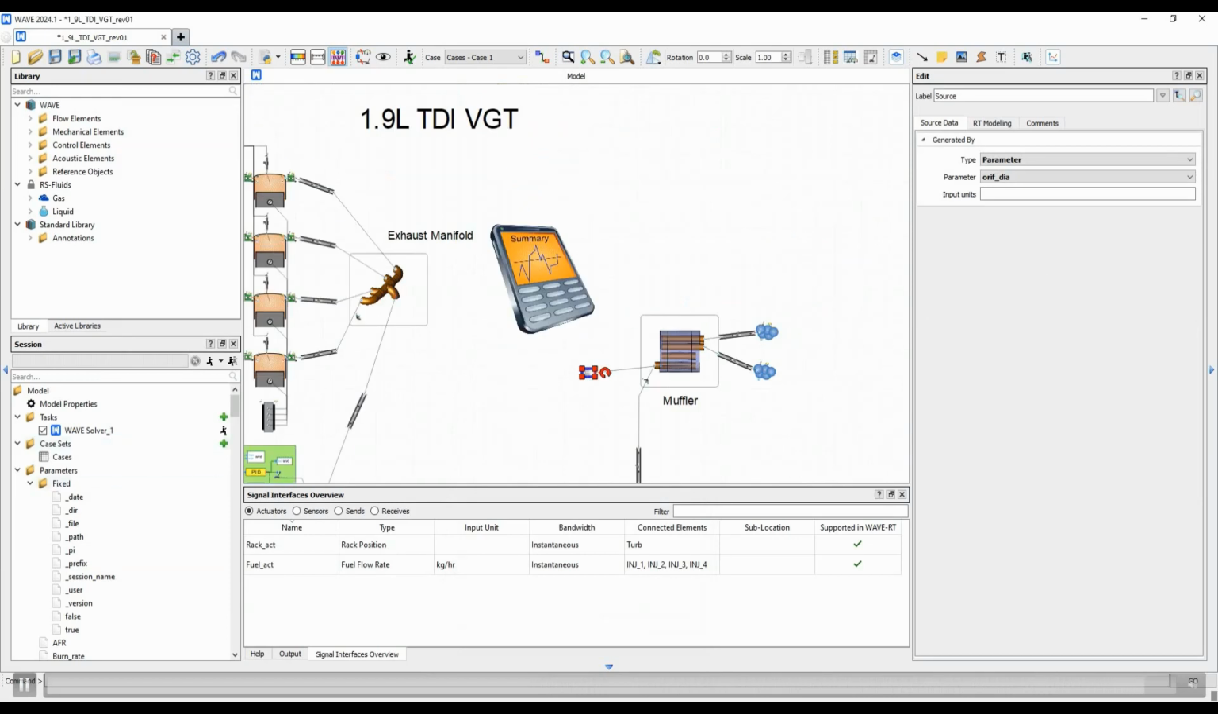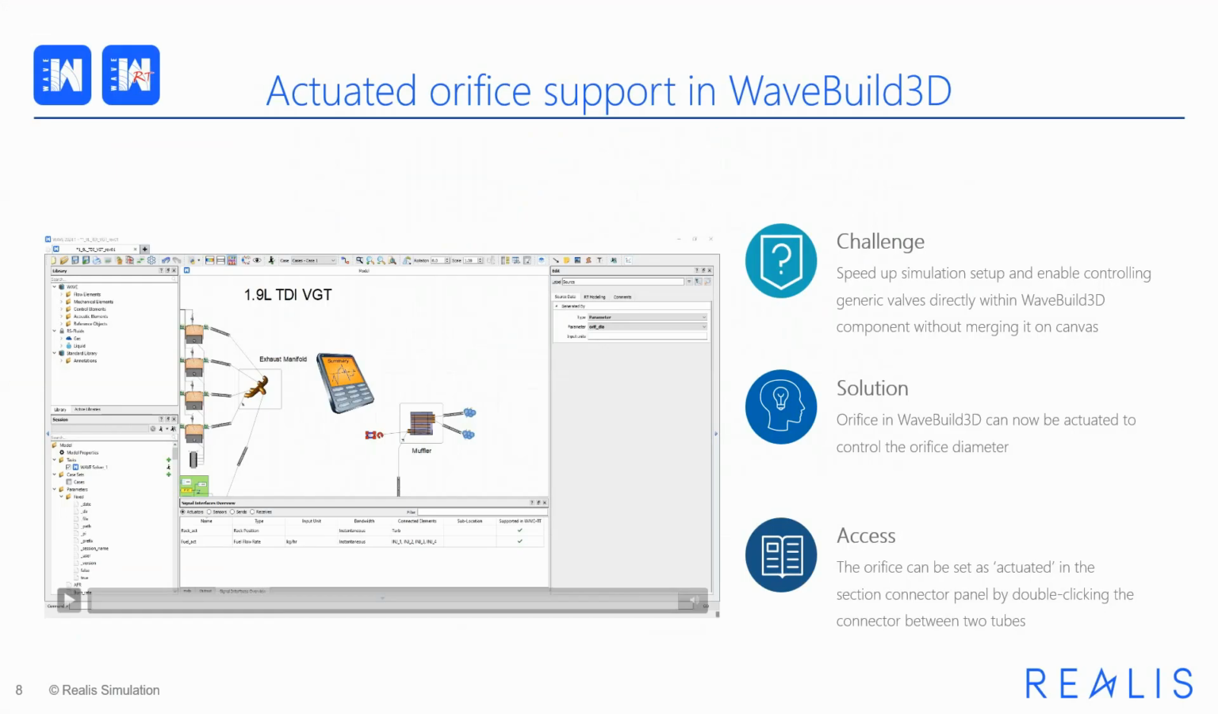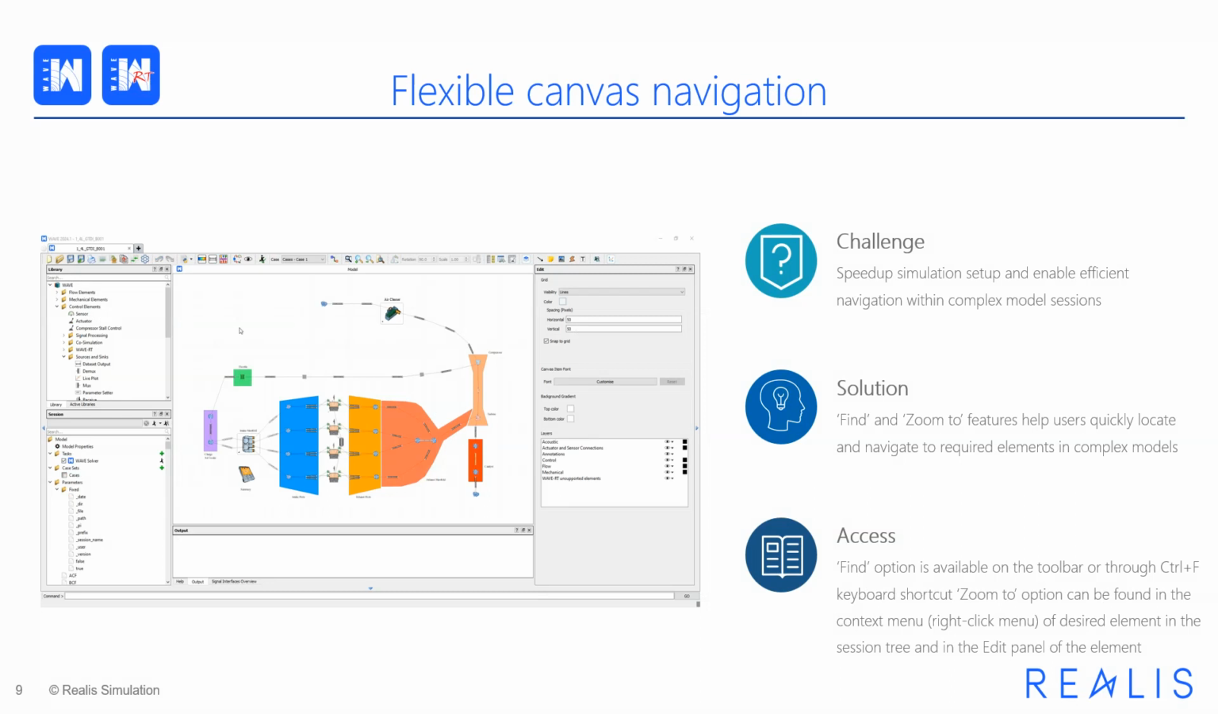This new feature allows users to work with 3D geometries with actuated orifices while preserving the information about the actual 3D source geometry in the model. It also can speed up the simulation setup, as we do not have to import the mesh of the component into the model. Our next feature is aimed at speeding up the simulation setup.